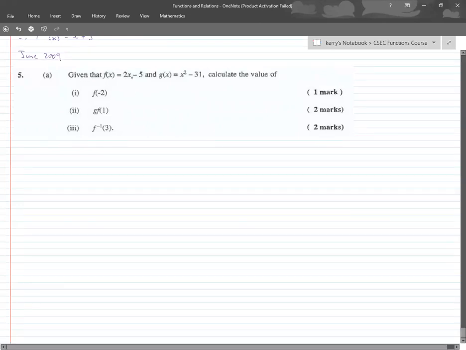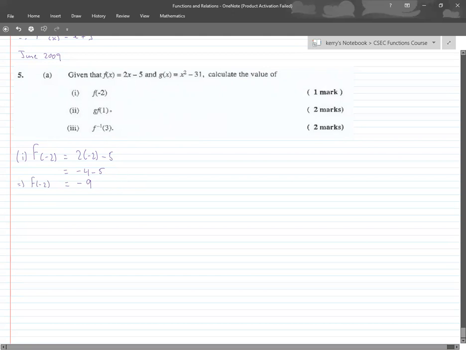So given that f of x is 2x minus 5 and g of x is x squared minus 31, calculate the value of the first one, f of negative 2. Remember, whatever you are substituting, put brackets around it. So you are taking negative 2 and replacing x with negative 2. The input into f is negative 2. So we will get 2 into negative 2 minus 5. 2 brackets negative 2 means multiply. So that's negative 4 minus 5, which will give us negative 9. And that's it. f of negative 2 is equal to negative 9. Pretty easy, nothing too bad there.